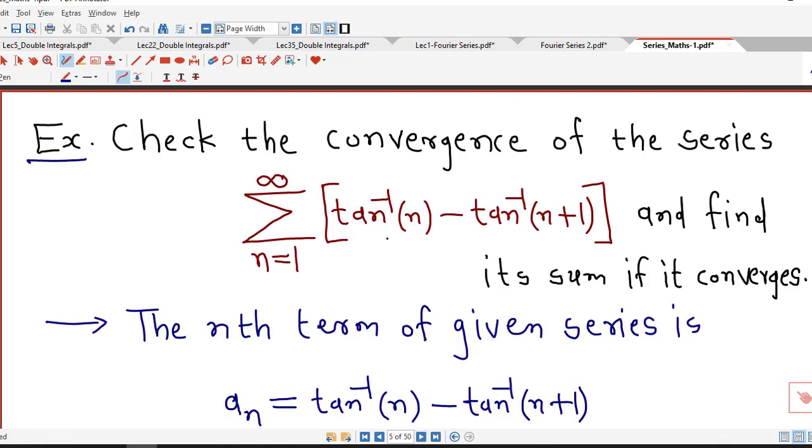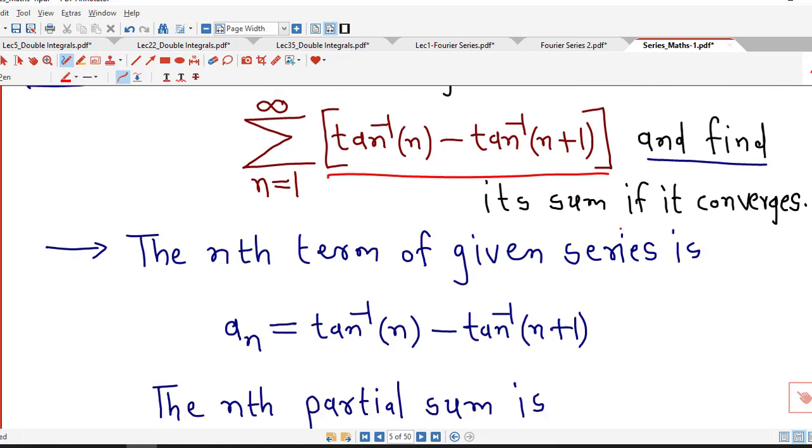Check the convergence of this series, sigma tan inverse n minus tan inverse n plus 1, as n equal to 1 to infinity, and find its sum if the series is convergent. So first we write down the nth term of the series. It is an equal to tan inverse n minus tan inverse n plus 1.